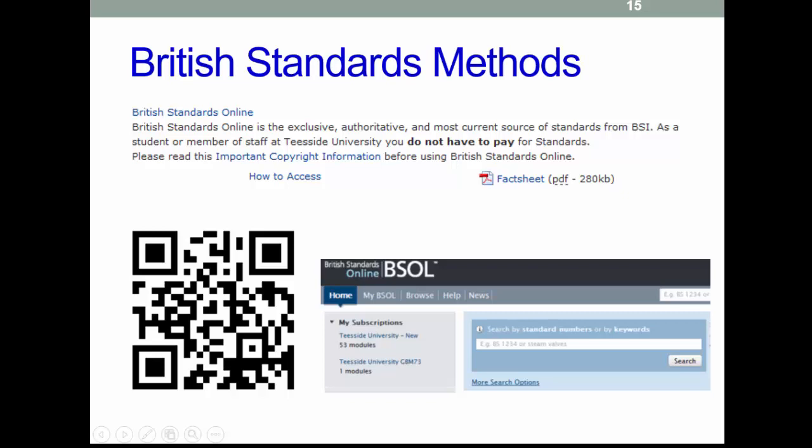The holy grail, the great source of these things, is the British Standard Methods online, which you have access to. You get it via the library. I'm not going to log into this, but if you go to the library and search in the databases for British Standards, and then search for food methods, you'll find a wide range of different food methods given in considerable detail.